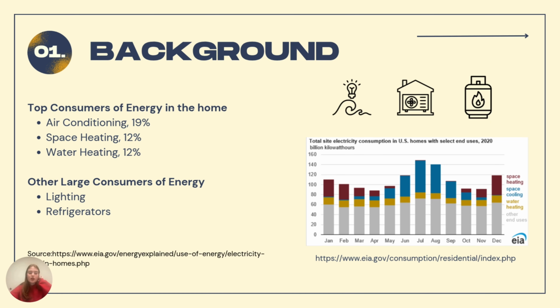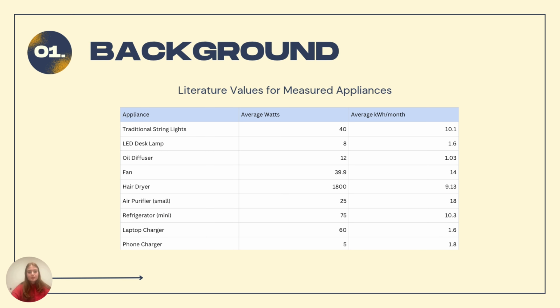Some more background. Top consumers of energy include air conditioning, space heating, and water heating, with other consumers being lighting and refrigerators. This graph on the right, I think, is pretty interesting as it gives a little visual of how much heating and cooling is used in the US, along with pretty much everything else, and I think it's a pretty 50-50 split, so it's interesting to look at.